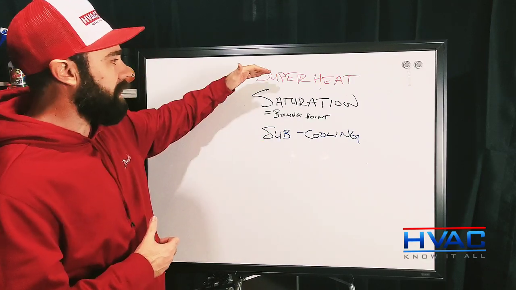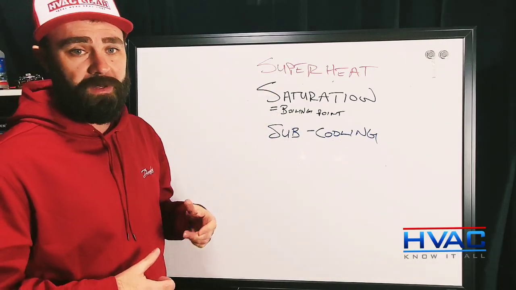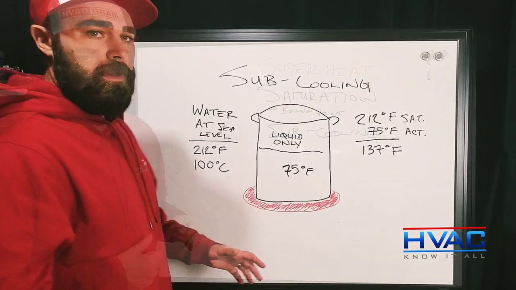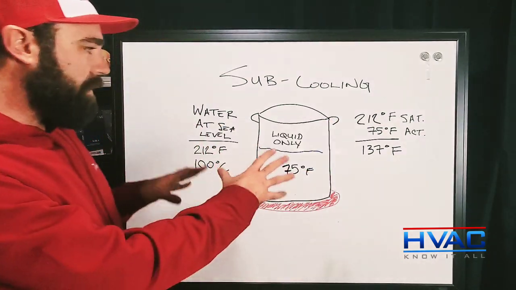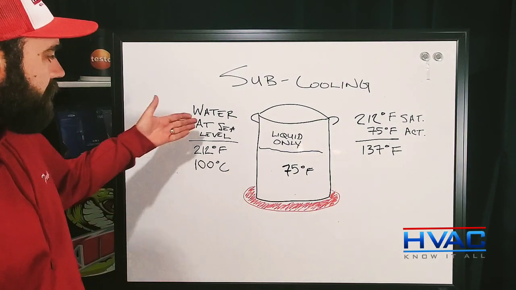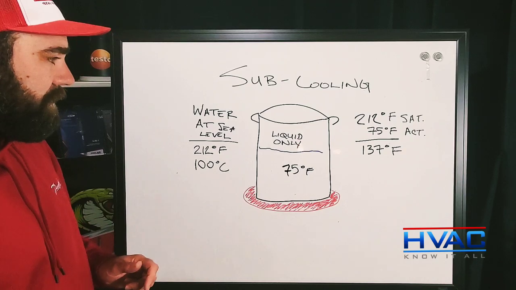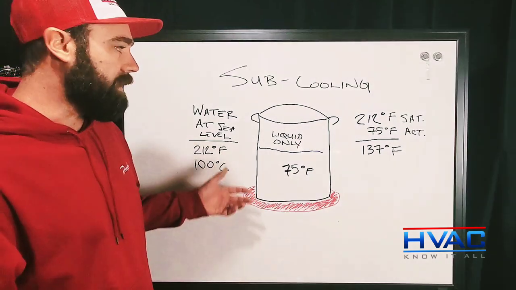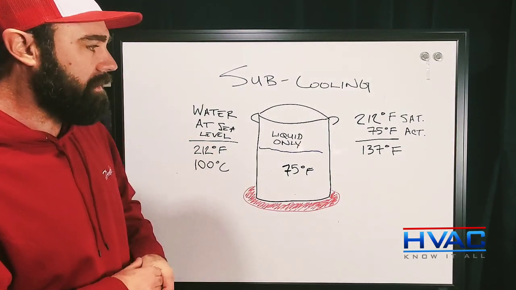So we're going to move on and talk about each one of these individually. We're going to use water as an example because water is the most relatable when it comes to boiling. We're going to talk about subcooling first, and we're going to try to keep these three blocks very similar through the three examples: subcooling, saturation, and superheat. Water at sea level boils at 212 degrees Fahrenheit, 100 degrees Celsius. In the US and Canada, when we take our subcooling and superheat readings, we tend to use degrees Fahrenheit as the unit of measure, so we're going to stick to that here.